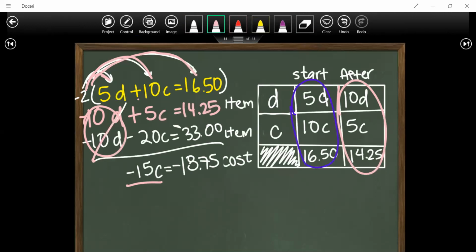Okay. Dividing out. What do we get when we divide out? C is going to be equal to... Let's see. A lot faster. 1875 divided by 15, not 45. 15. This will give me the cup of coffee costs $1.25.